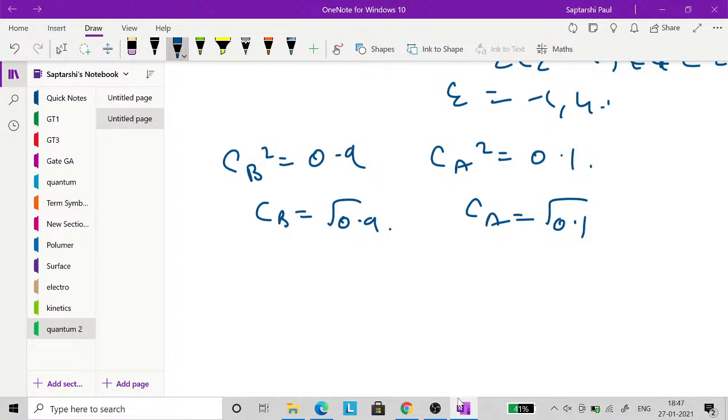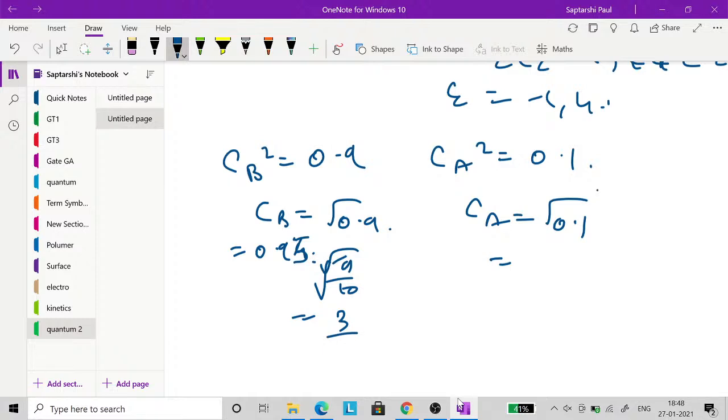What is 0.9? We can say this is like 9 by 10. This will be 3 over root of 10. I don't know root of 10, man. I need a calculator for that. Yeah, I have a calculator. So I'll just do root of 0.9 only. Okay, the root of 0.9 is actually 0.948, so you can say like 0.95. And root of 0.1.